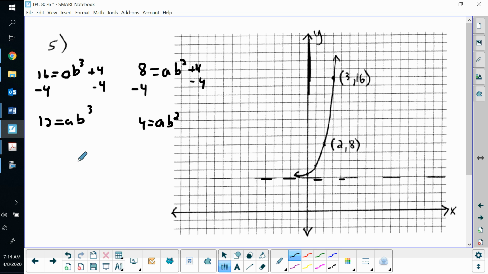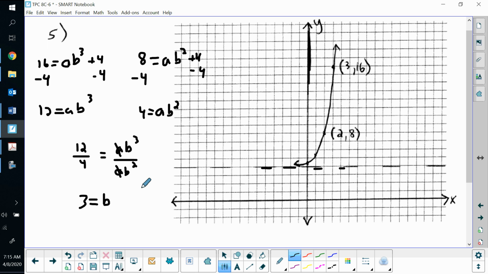B cubed is the bigger exponent, so that stuff will go on top. So we'll have 12 over 4 equals ab cubed over ab squared. Divide the left side, we get 3. Divide on the right, we just get b. So b is 3.